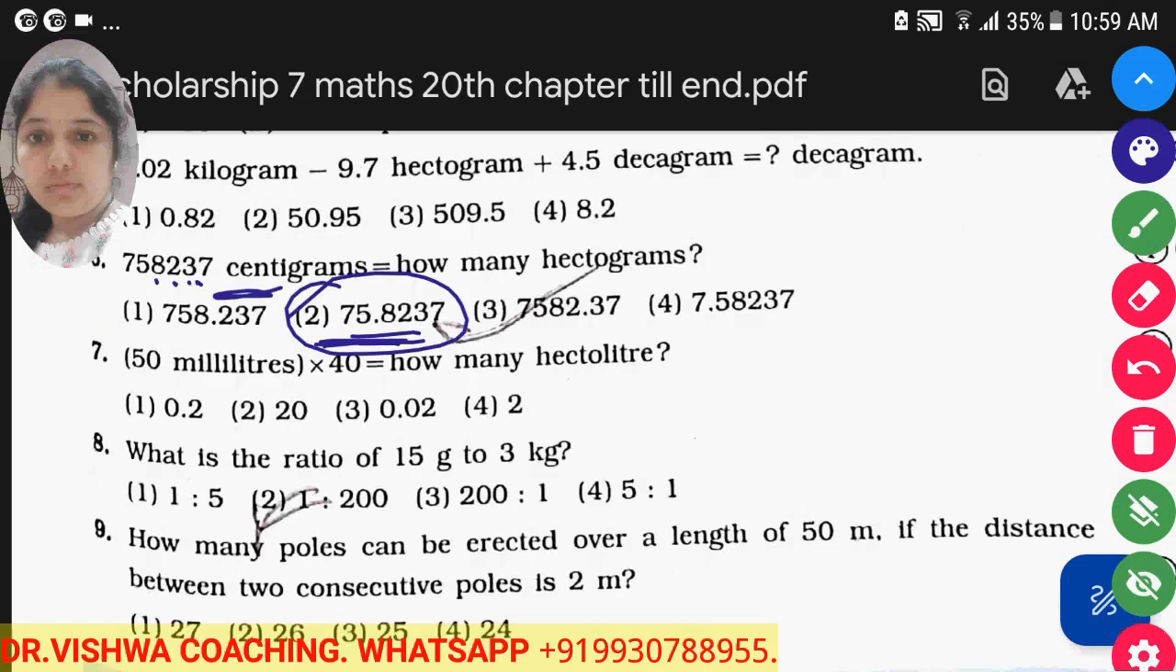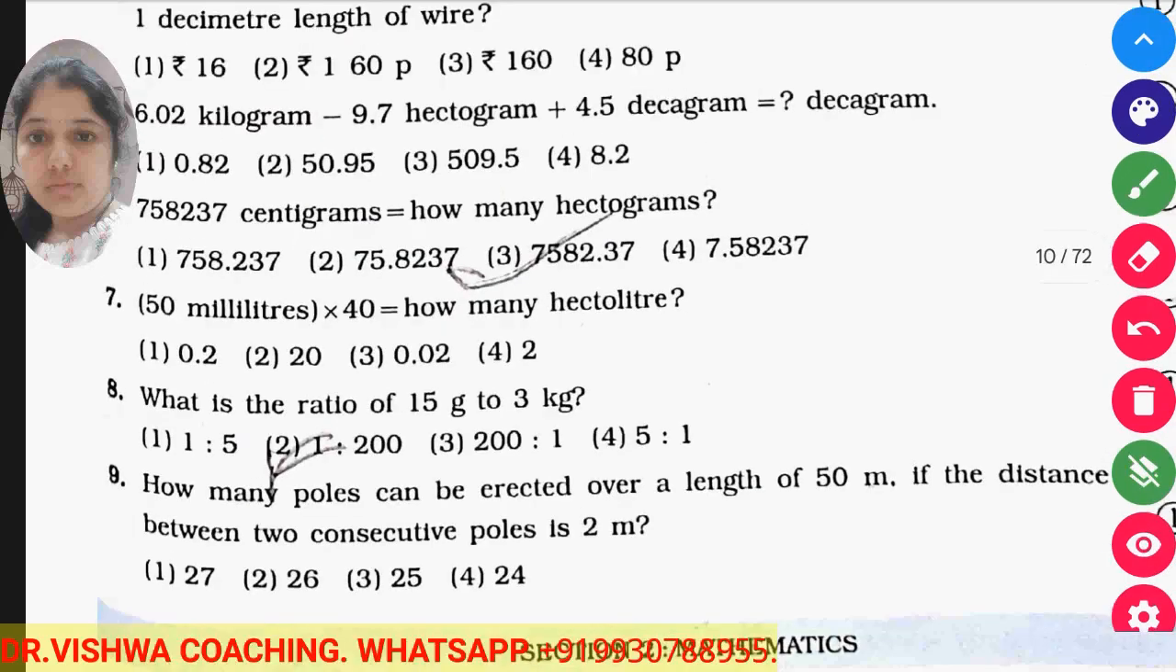Understood? Because in between centigram and hectogram there are units: decigram, gram and decagram. So including centigram also. So centigram's 1 place, gram's, decigram's, and then hectogram. So we have to shift 4 digits or 4 points from right to left, because centigram is lesser than hectogram.